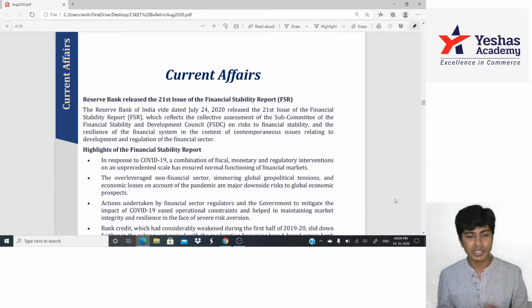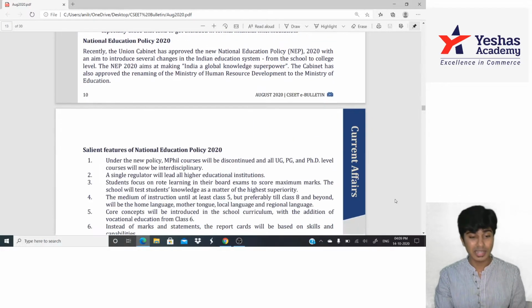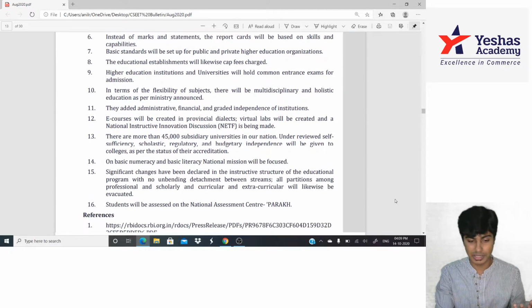To tell it upfront, this month's bulletin, which was issued by ICSI, basically has two parts. One is with regard to the RBI's notification, that is the Financial Stability Report, which is basically about how the entire banking sector is functioning after the impact of COVID. And then we have something regarding the national educational policy. So only two basic parts in this particular bulletin.